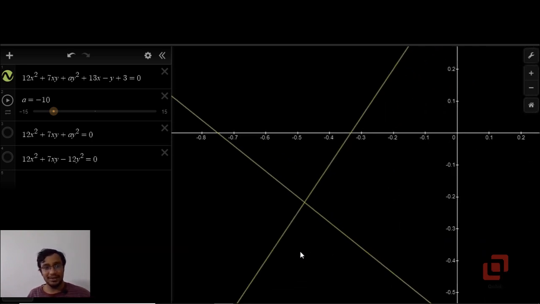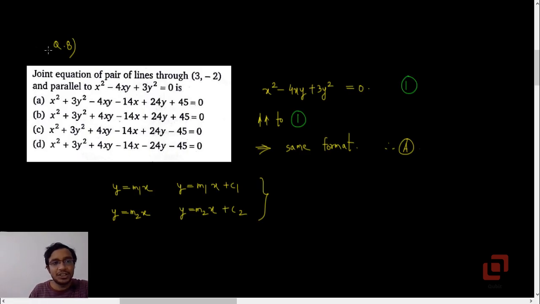Okay, yes. Let's now go to question number 8. A very simple question. The joint equation of pair of lines through 3 comma minus 2 and parallel to the lines x squared minus 4xy plus 3y squared equal to 0 is, and we have 4 options.